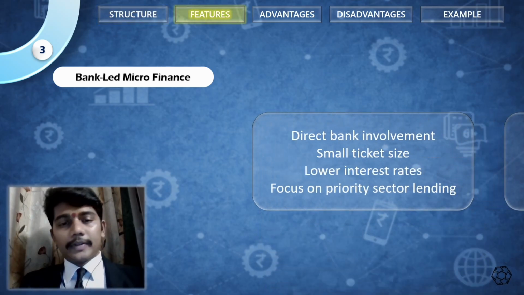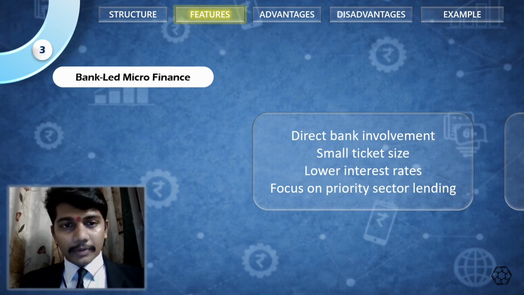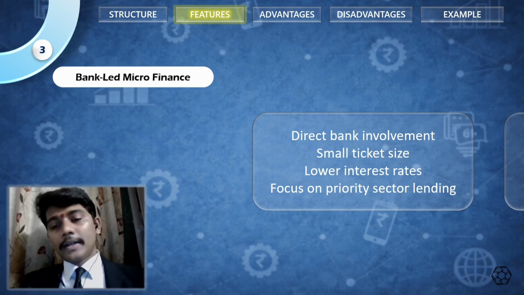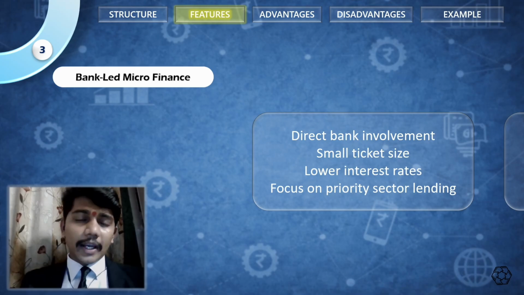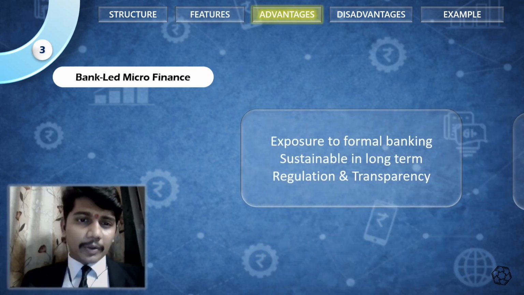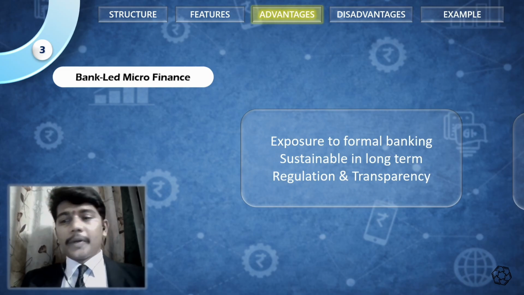So if you see the features, there is a very low interest rate as compared to the MFI, since the direct bank is involved and there is no intermediary. There is a formal banking system, strong regulatory oversight, I can say. The advantages will be cheaper loans, high credibility, and I can say there is consumer protection since it is RBI regulated, and stable funding.